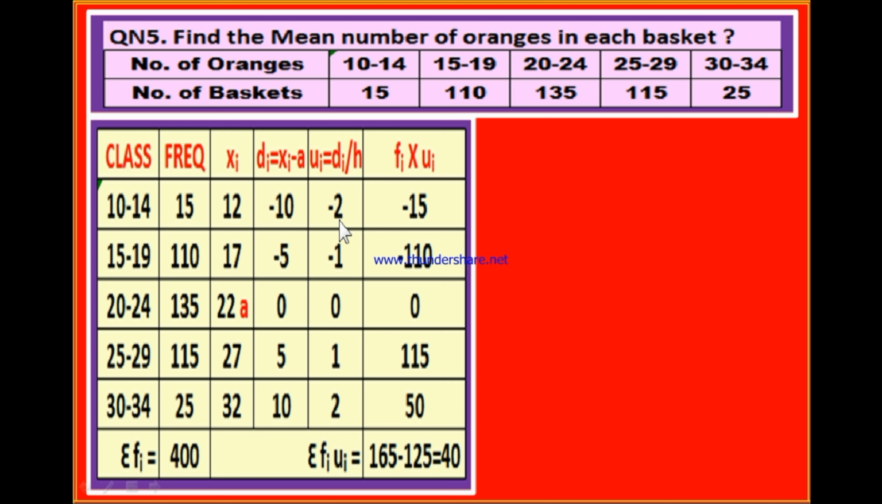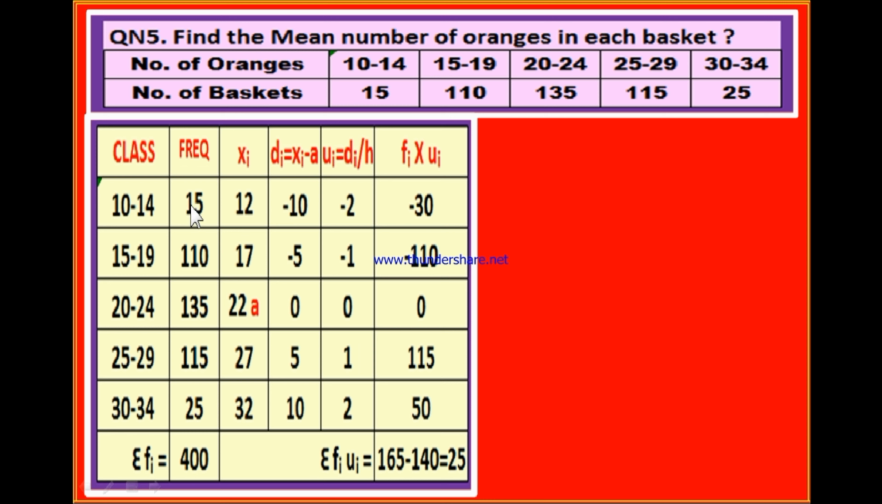Minus 10 divided by 5 is minus 2. Minus 5 divided by 5 is minus 1. 0 divided by 5 is 0. 5 divided by 5 is 1. 10 divided by 5 is 2. These are the ui values. In other words, corresponding to a, in the ui column you write 0, above 0 you write minus 1, minus 2, and below 0 you write plus 1 and plus 2. These minus and plus signs depend upon the classes. The classes are in ascending order, so you get minus values above and plus values below. These values should also be in ascending order. Understood?